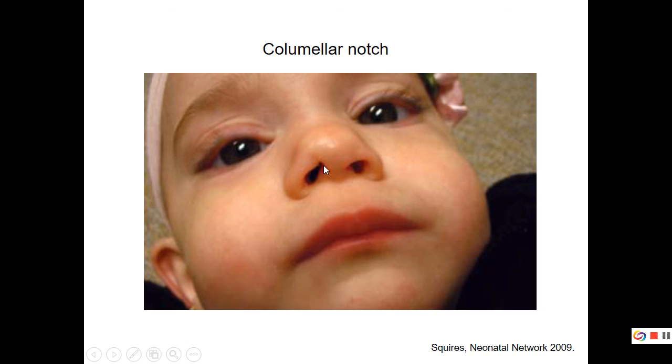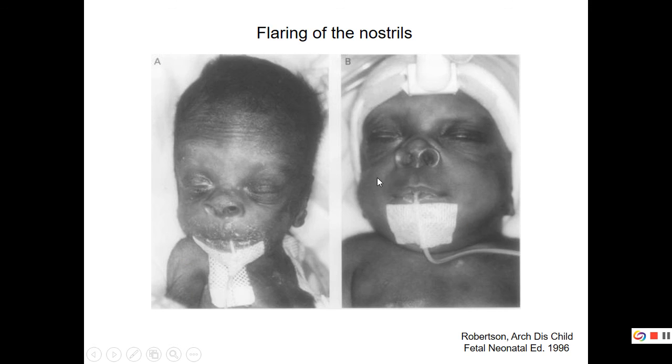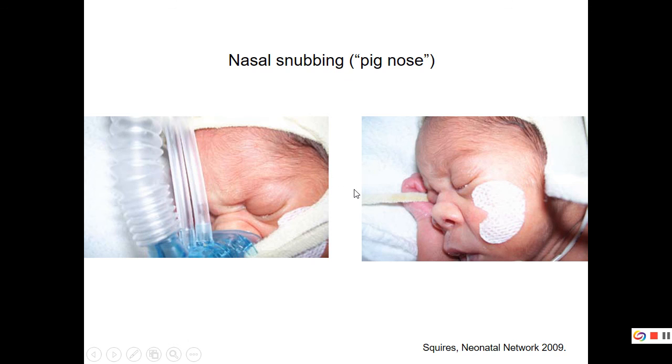Here's a baby that developed a notch. Flaring of the nostrils, okay. What we call pig nose. You get your nose pushed way up. Okay, you can see that this is probably not ideally positioned right there. Just see the creases in the baby's nasal bridge.